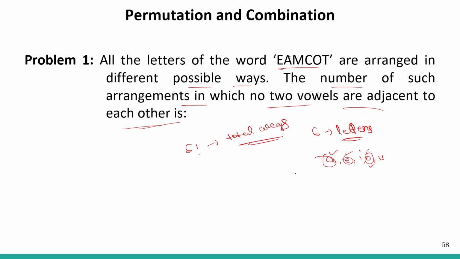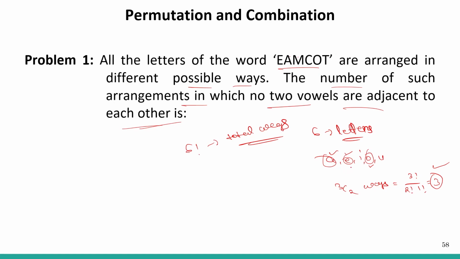So let's see the case where 2 vowels are always together. If they are always together, how many possible ways are there to construct that kind of word? First you have to choose 2 vowels from the 3. That can be done in 3C2 ways, which equals 3 factorial by 2 factorial into 1 factorial, so 3 ways are there for choosing 2 from these 3.